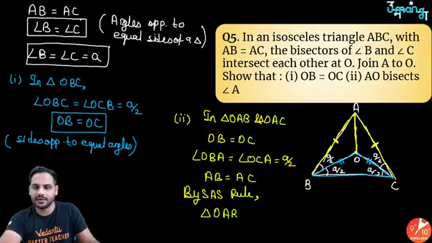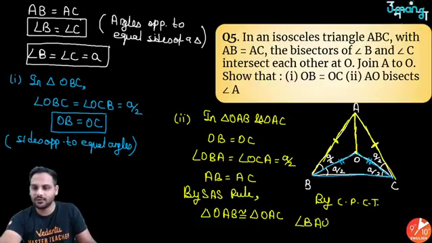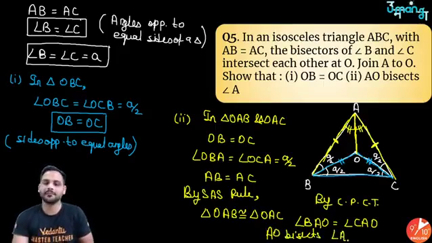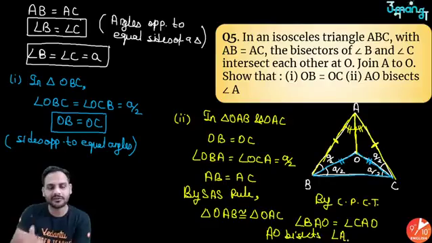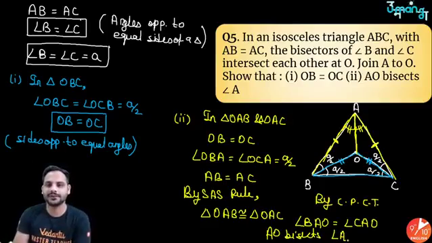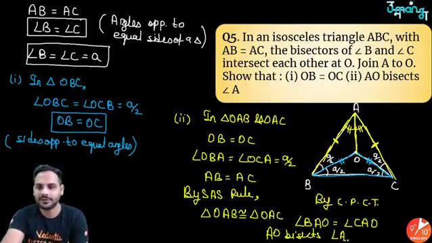triangle OAB is congruent to triangle OAC, and if they are congruent, by CPCT angle BAO is equal to angle CAO. That means this angle is equal to this angle, and that is what we wanted to prove, that AO bisects angle A. So whenever there are 2 or 3 parts of the question, go part by part and you will get your answer. Okay? So this is how this question will be solved.